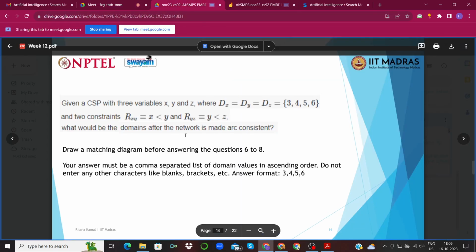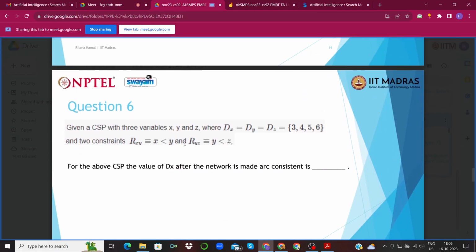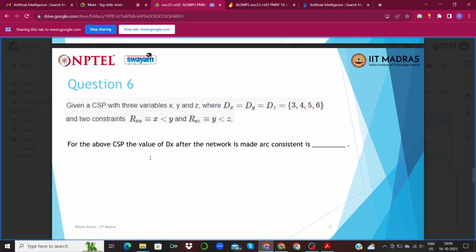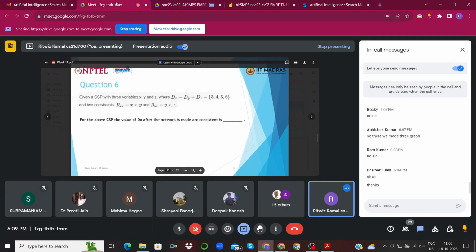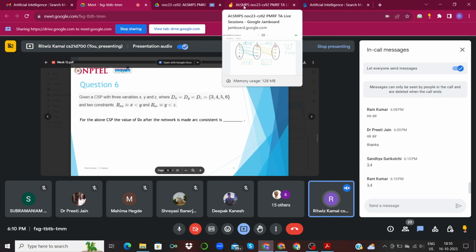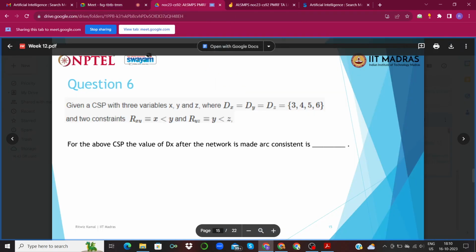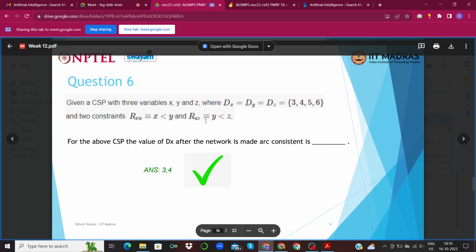Okay, so let's now have a look at some of the questions based on this problem. The question is, for the above CSP, the value of dx after the network is made R consistent is, so what would this be? What do you think? It will be 3 and 4, right? Because we just saw that 3 and 4 is the solution to the R consistency. So 3 and 4 will be the values of dx.